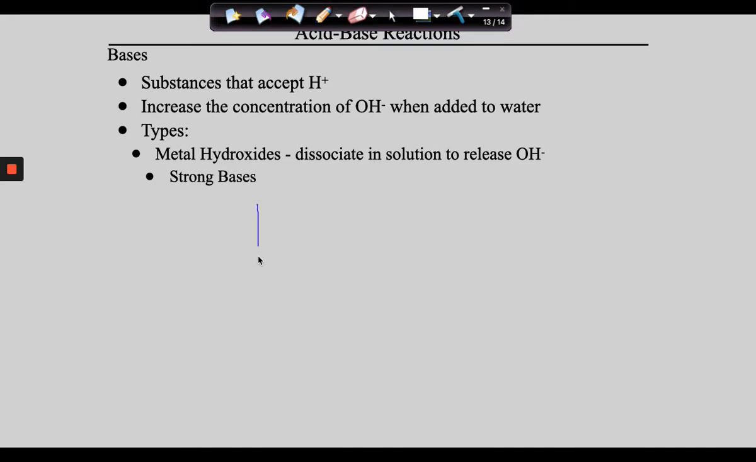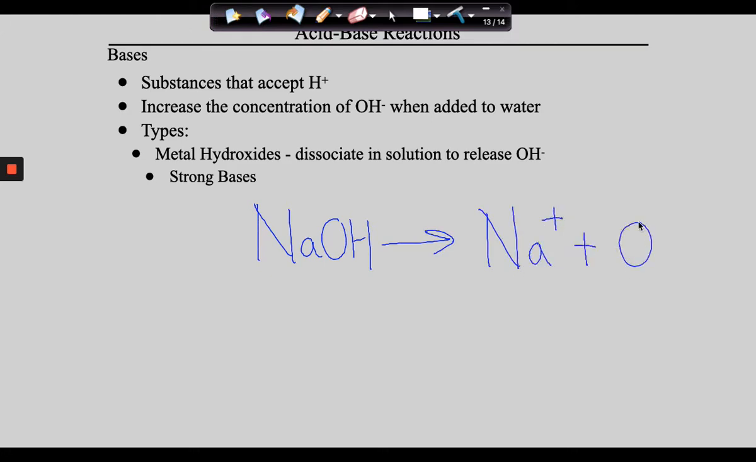So guys, we've got this. Sodium hydroxide breaks in water into sodium ion and hydroxide ion. So guys, from the sodium hydroxide salt, we now have an abundance of hydroxide ion.